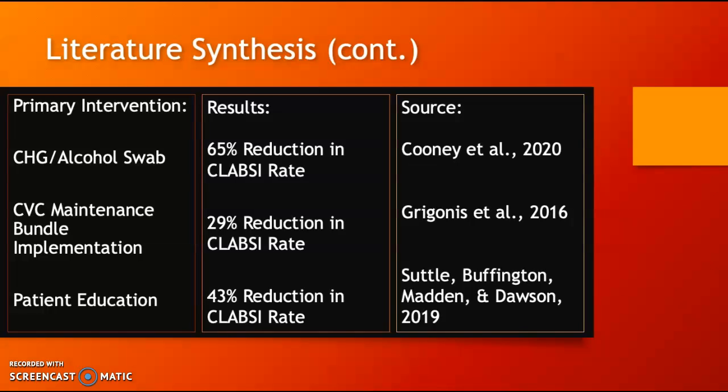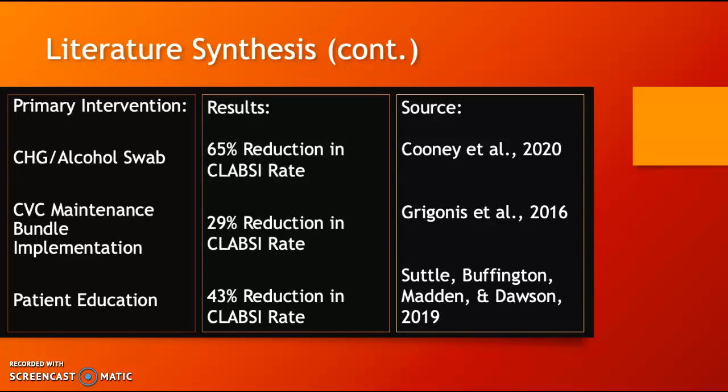This next slide here compares and contrasts some of the interventions. So all of the authors listed here, Cooney et al., Gregonis et al., and Settle, Buffington, Madden, and Dawson, all implemented some sort of intervention. Cooney et al. implemented a CHG alcohol swab, which resulted in a 65% reduction rate in CLABSIs. Gregonis et al. implemented a CVC maintenance bundle that hadn't previously been in place in a long-term acute care hospital, which resulted in a 29% reduction rate in CLABSIs.